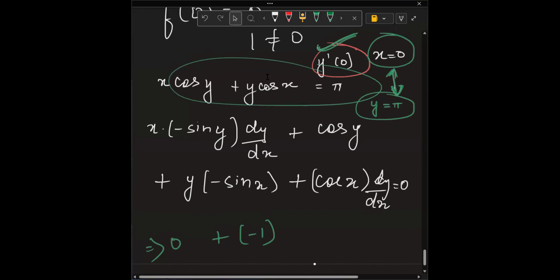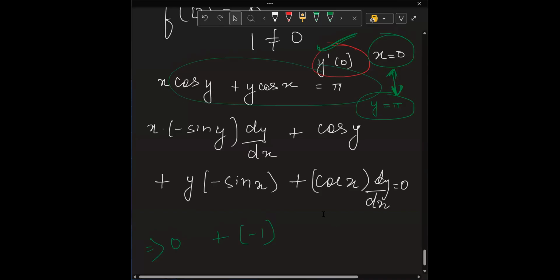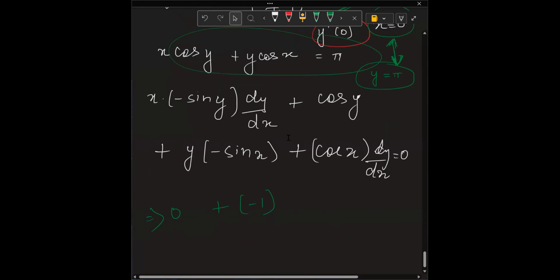So x is 0. Okay, so this is going to be minus 1. In the first step you have x dy by dx, that is also 0 because x is 0 and multiplied, so it is completely 0. The value of cos y is minus 1. Now in the third term, y sin y, minus of sin x, the value of x is 0, so sin x is 0, so this is going to be 0.